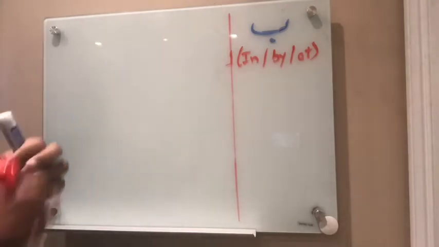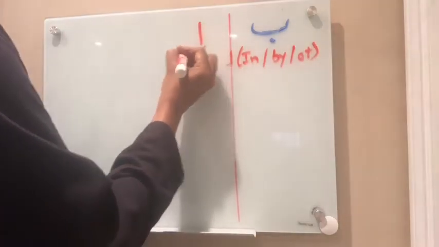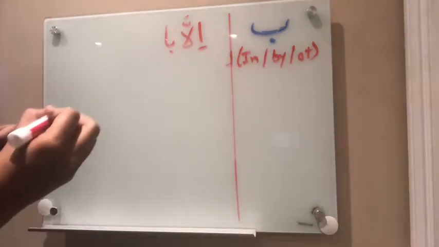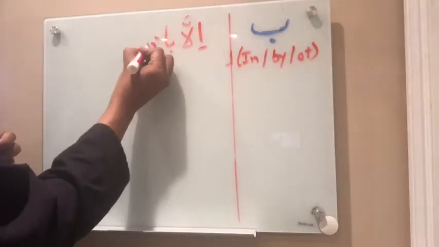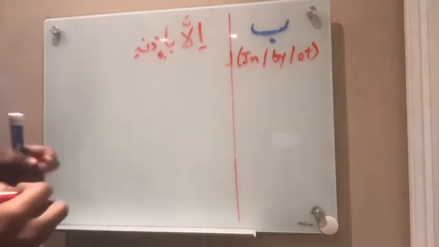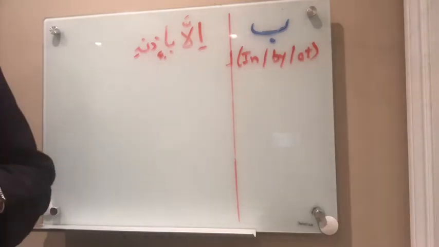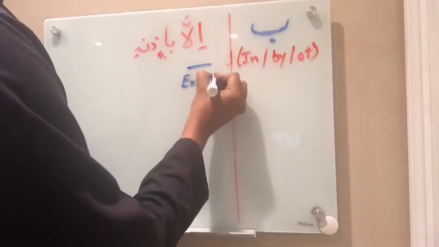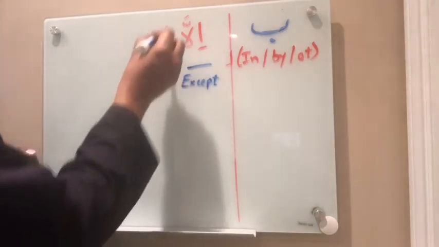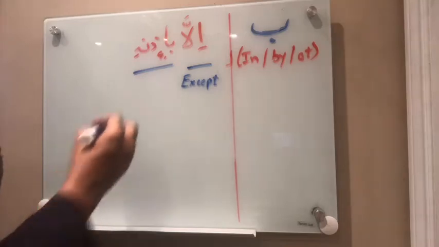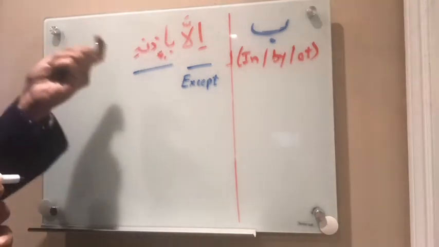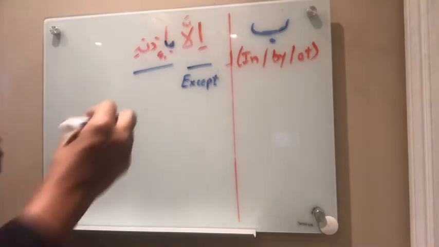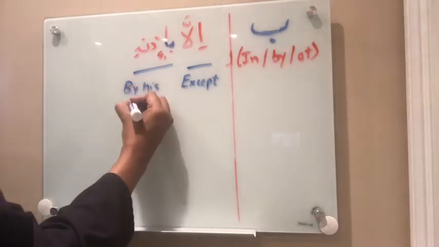Let's do this one. Illa bi'izni. Now, this phrase is used in Ayat al-Kursi. It is also in Surah al-Qadr. Illa means except. This is not our concern here, but just for the sake of understanding the whole phrase. Illa bi izni. Izn means permission. And now bi izni, ba is the preposition we are concerned about here. By his permission.